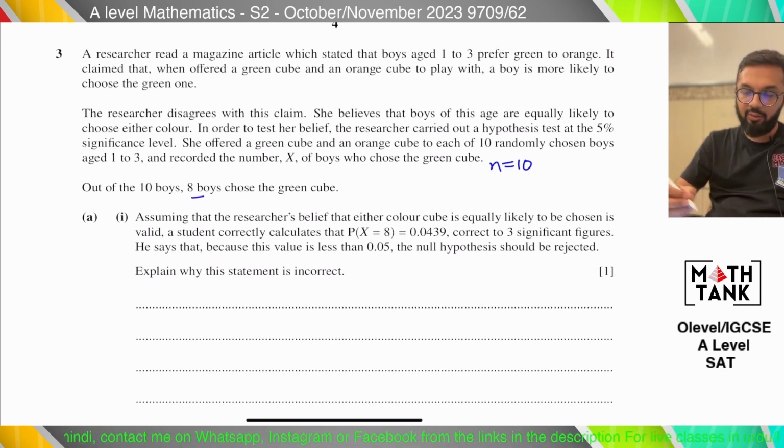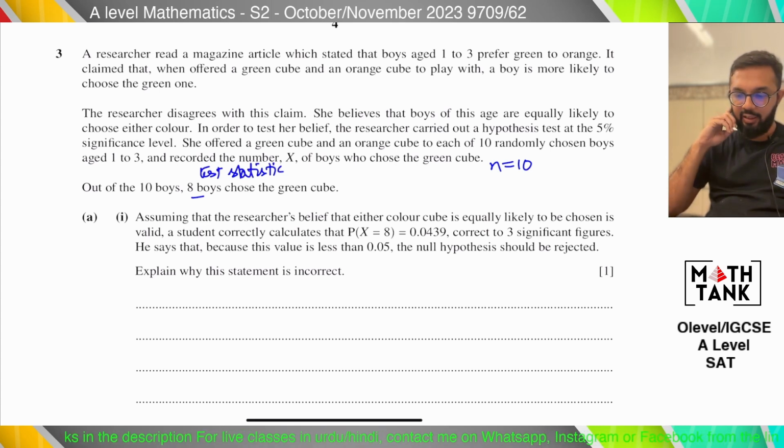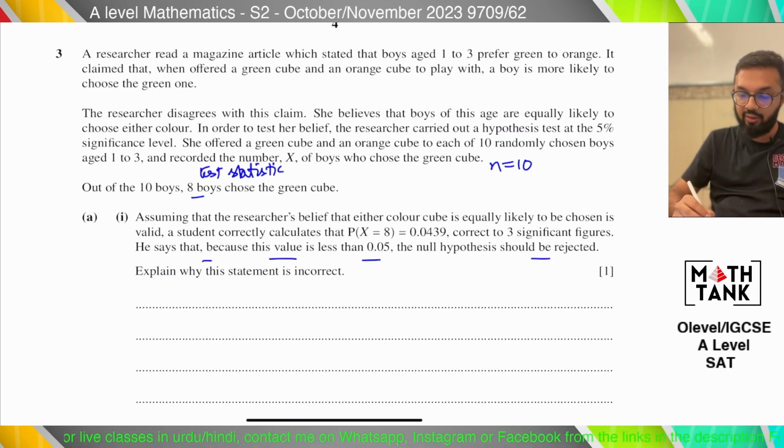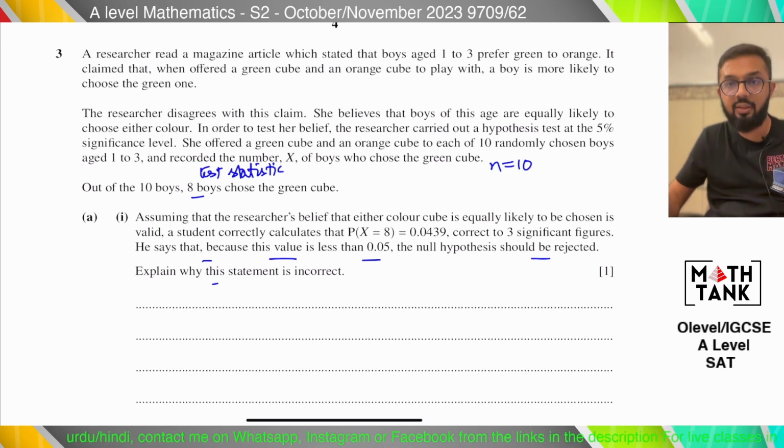Out of the 10 boys, 8 boys chose the green cube. So this is my test statistic. Assuming that the researcher's belief that either color of the cube is equally likely to be chosen is valid, a student correctly calculates that the probability of X equals 8 is 0.0439, correct to three significant figures. He says that because this value is less than 0.05, the null hypothesis should be rejected. Explain why this statement is incorrect.